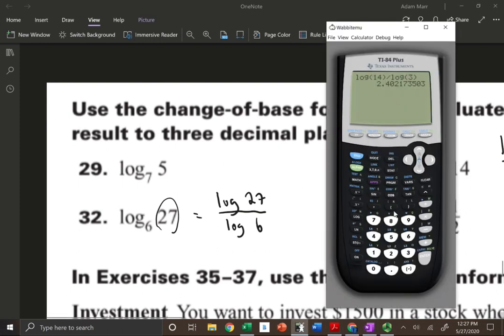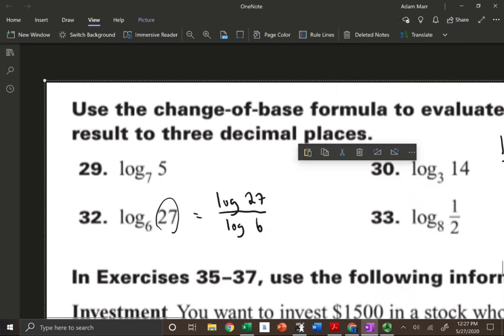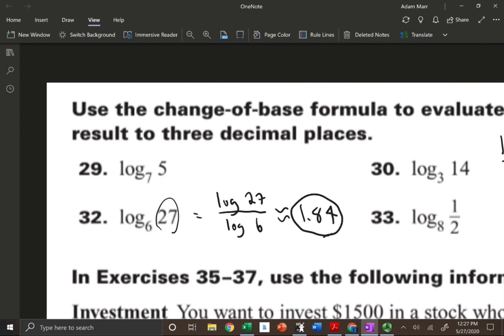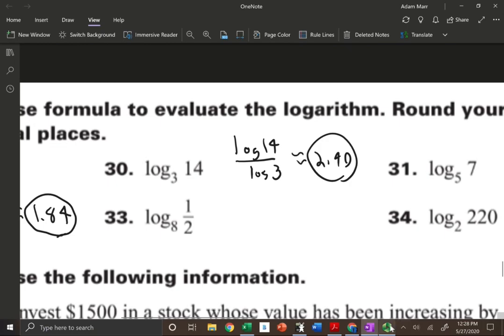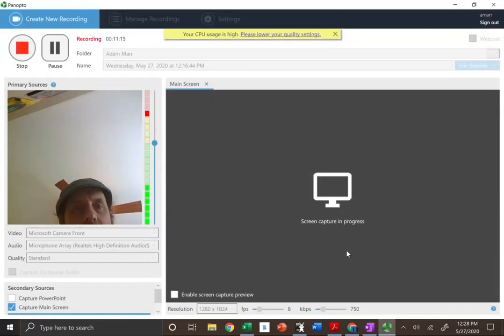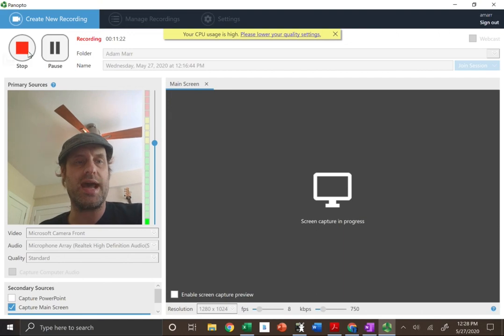And let's see what that comes out to be right here. So we're going to say log of 27 over log of 6. That's 1.839. I'm going to round that to 1.84, right? So there we go. Okay, no problem. All right, so all good right there. So there's some examples for you. Hopefully this kind of helped you a little bit. The video wasn't too long. Have a great day, guys.